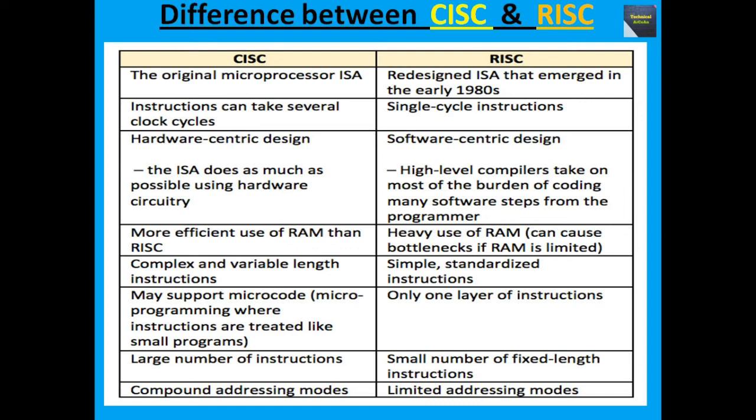Complex and variable-length instructions are used in CISC. Simple standardized instructions are used in RISC. CISC may support microcode, but only one layer of instructions is there in RISC. A large number of instructions are used in CISC. A small number of fixed-length instructions are used in RISC. Compound addressing modes are there in CISC, whereas limited addressing modes are there in RISC.